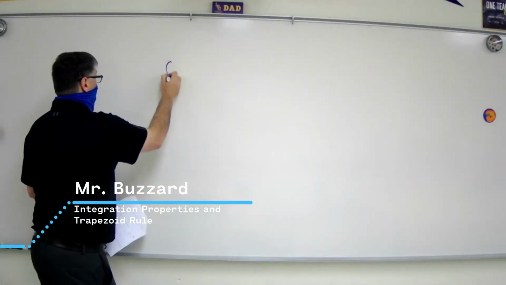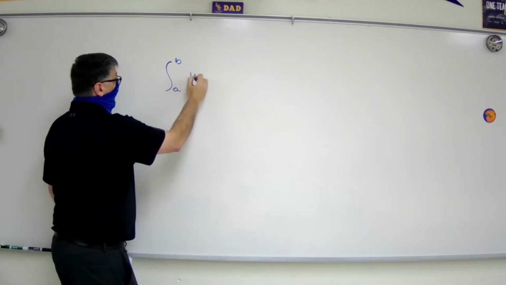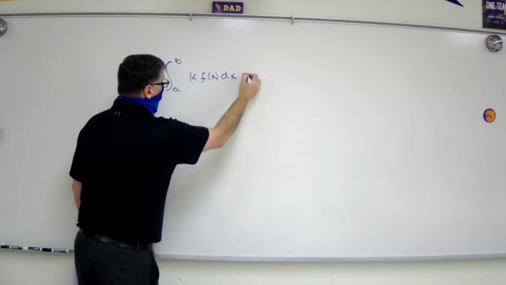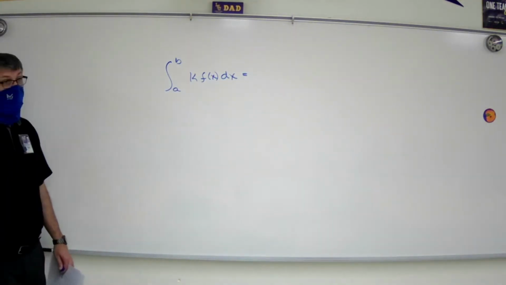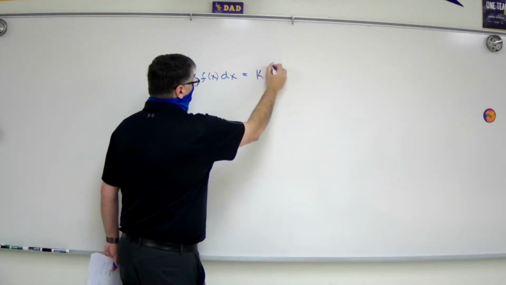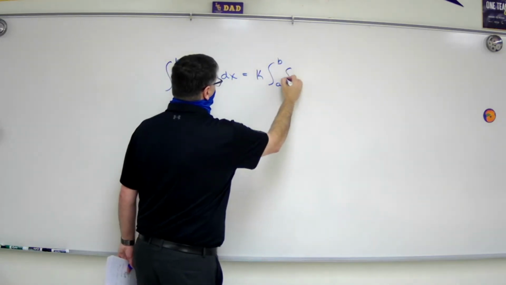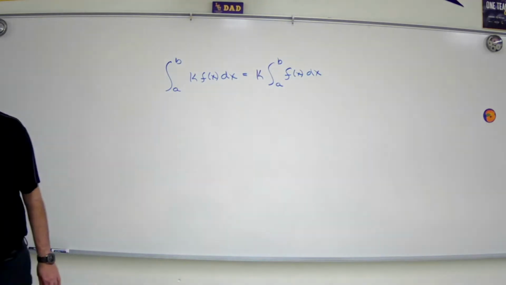If we have the integral from a to b of k times f of x dx, where k is a constant, what do you think this is going to equal? What do you think I'm going to write? K on the outside. Always in calculus, pull your constants out. Always, always, always. It makes your life easier.